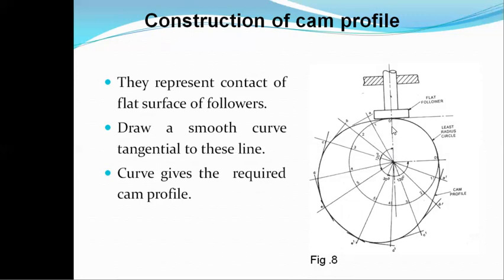With center O and OA as the radius, draw a circle which represents the base circle, and extend this OA, which is going to show the follower axis, and mark the follower on the circumference of the circle. Starting from OA, mark angles 120 degrees to represent the outstroke, 30 degrees dwell period, return 120 degrees, and the remaining 90 degrees for dwell period.